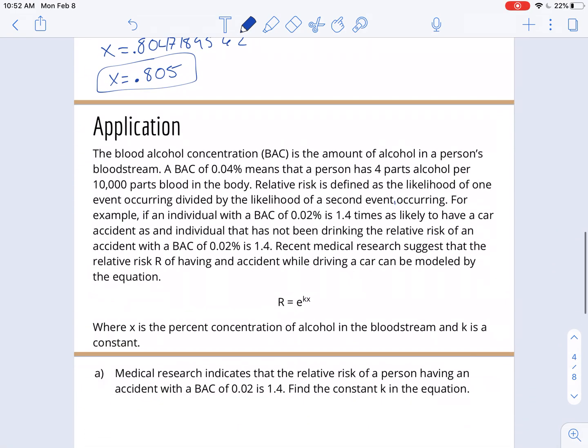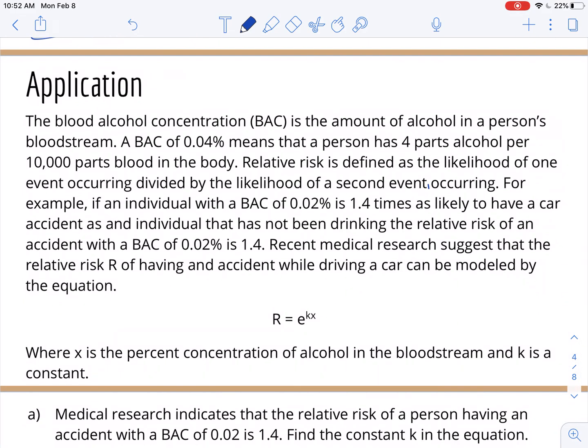All right, as I stated earlier, exponentials can be used a lot in applications, so we're going to look at an application right now. The blood alcohol concentration is the amount of alcohol in a person's bloodstream. A blood alcohol concentration of 0.04% means that a person has 4 parts alcohol per 10,000 parts blood in the body. Relative risk is defined as the likelihood of one event occurring divided by the likelihood of a second event occurring. For example, if an individual with a blood alcohol content of 0.02% is 1.4 times as likely to have a car accident as an individual that has not been drinking, the relative risk of an accident with a blood alcohol content of 0.02 is 1.4.